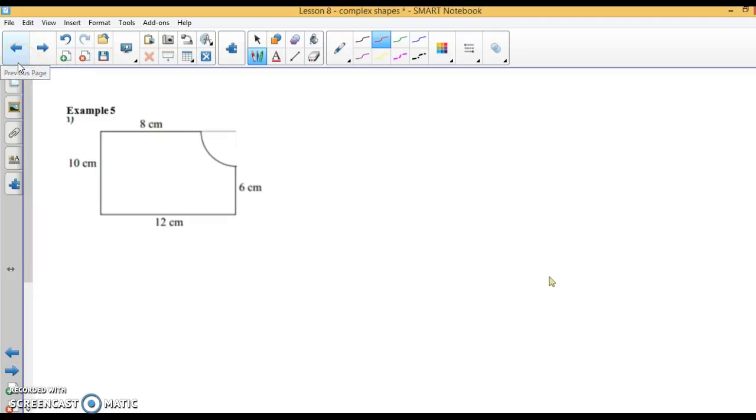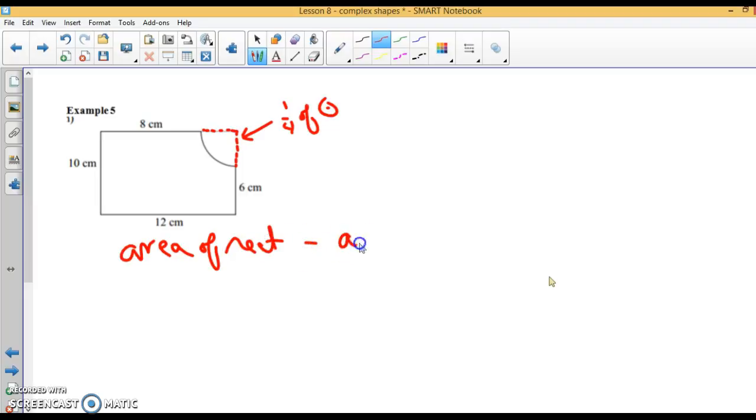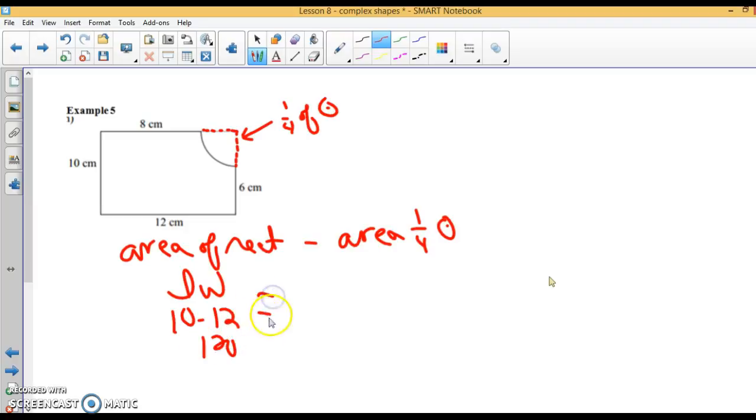All right, example 5. I'm going to extend this bad boy. Isn't this a quarter of a circle? So I'm going to do area of the rectangle minus area of 1/4 of a circle. So my area of my rectangle is going to be length times width. So 10 times 12, 120. Minus area of the circle, 1/4 pi r squared.